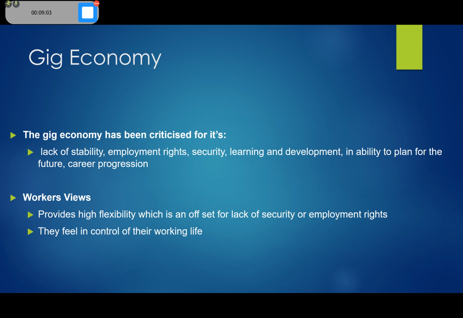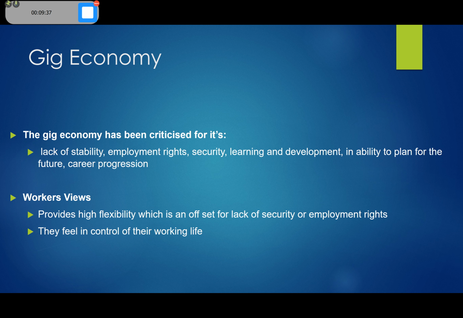There is no provision, generally speaking, of learning and development to workers within the gig economy. It's expected that if you want learning and development, if you want training, you're expected to go out and get that for yourself. It's not going to be provided to you. And because of that, and because of the nature of the job, it's very difficult to plan for the future, and you don't really have any career progression. There's nowhere to go beyond what you're doing currently.